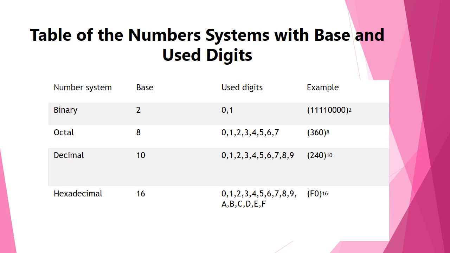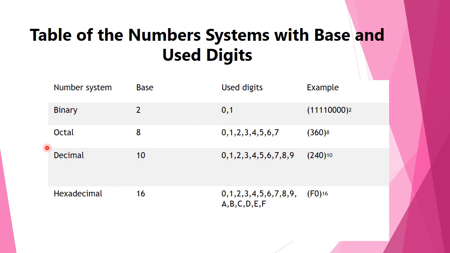So now we have four types of number system. First is binary. In the binary number system, the base is 2 and the digits used are 0 and 1. So it is the combination of 0 and 1, and with the combination of 0 and 1 the binary numbers are formed. For example, 1111 and 000, with base 2. So this is how binary numbers are formed.